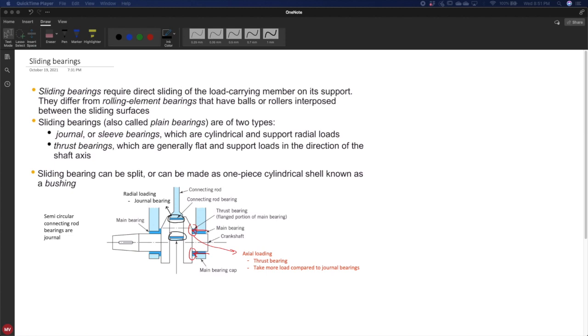One of them is a journal sliding bearing, which supports radial loads, so moving around. So in my example of the pencil moving around the triangular ruler, that was an example of a journal sliding bearing, as the pencil was moving around the bearing. Whereas thrust bearings support axial loads.